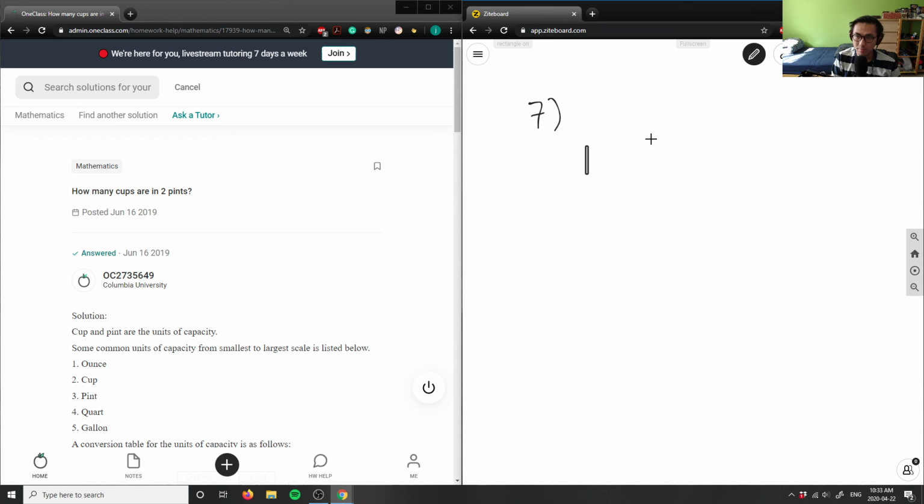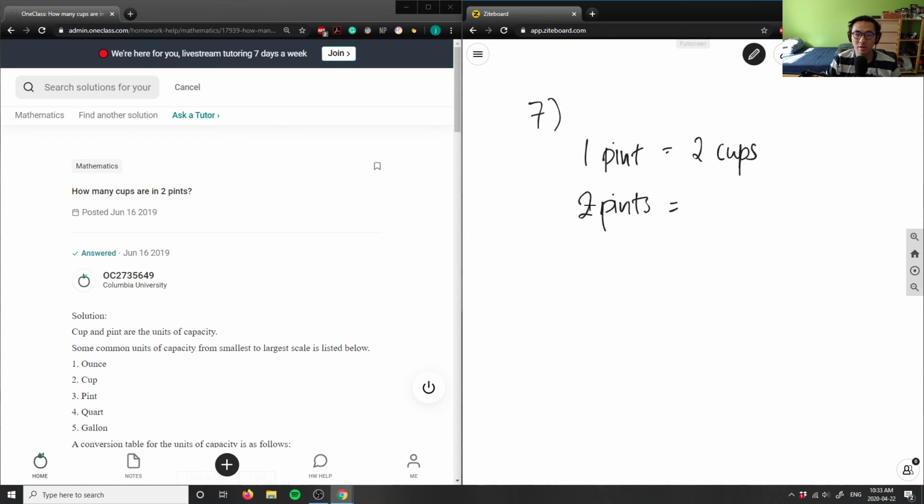So 1 pint equals 2 cups. It says, how many cups are in 2 pints? So I'm saying if there's 2 pints here, how many cups are there, right? So again, very, very easy solution.